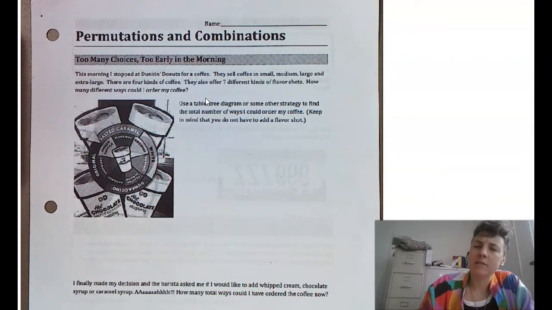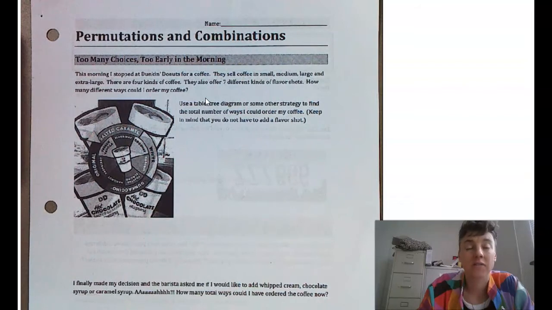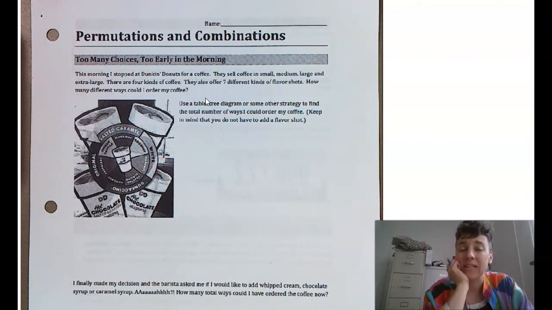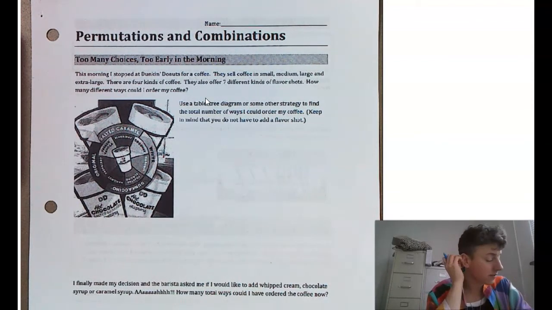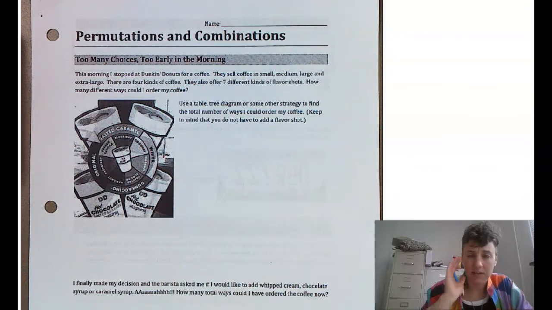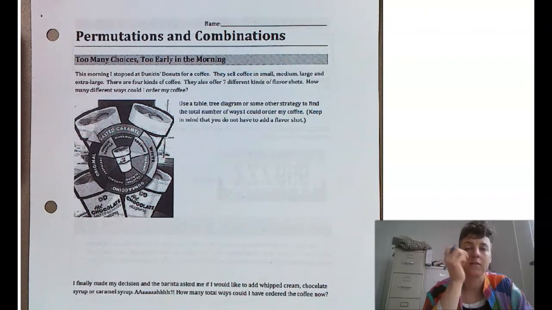So this morning I stopped at Dunkin' Donuts for coffee. You can get the coffees in smalls, mediums, larges, or extra larges. There are 4 different kinds of coffee, and they also offer 7 different kinds of flavor shots. How many different ways can I order this coffee? Well, let's make a table, a tree diagram, or some other strategy to find the total number of ways I could order my coffee. Keep in mind, I do not have to add a flavor shot. It could just be regular.